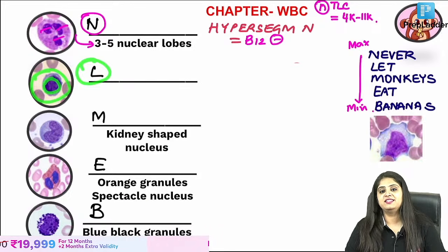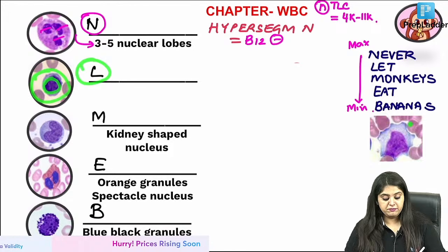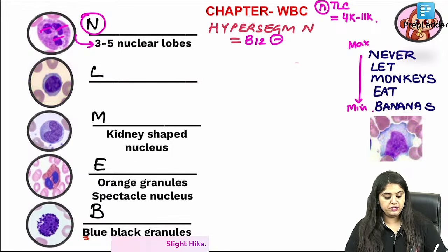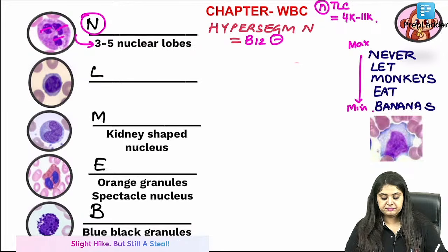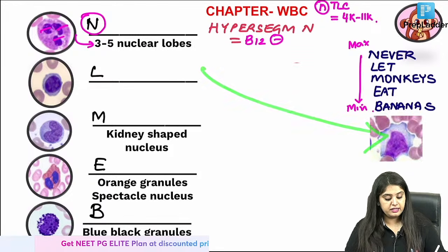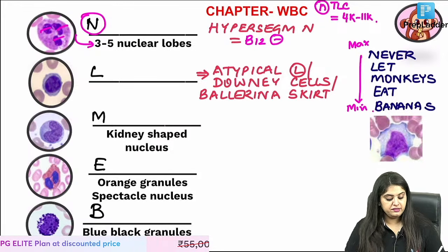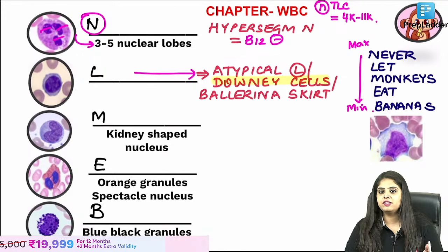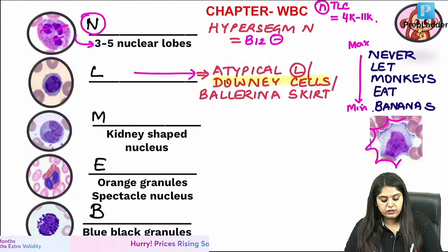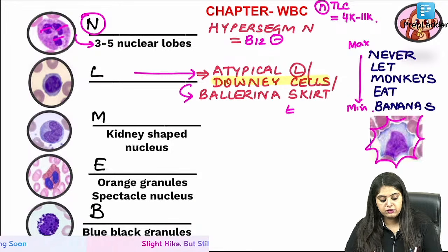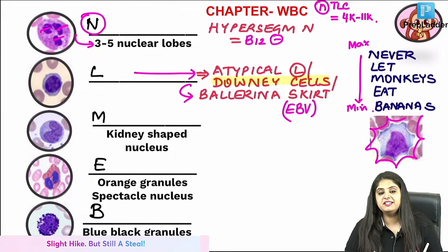Nobody will ask this. They will ask you, where do you see a lymphocyte which is looking like this? As if this is like a ballet skirt happening over here. What is this, guys? Tell me guys, this is what? This is a case of downy cell. Downy cell is the cell which shows you it's a lymphocyte, but some changes have occurred, and that change is going to be a ballerina skirt appearance. Now ballerina skirt appearance or downy cell is seen in EBV.